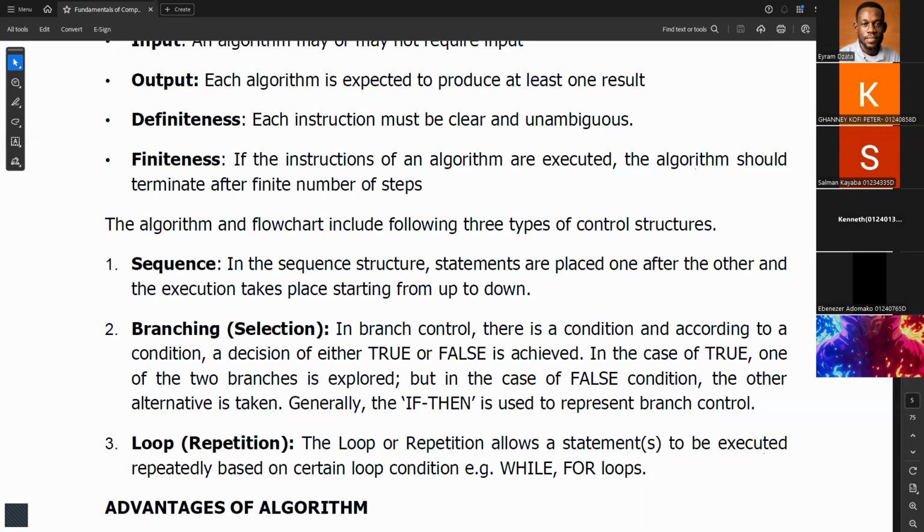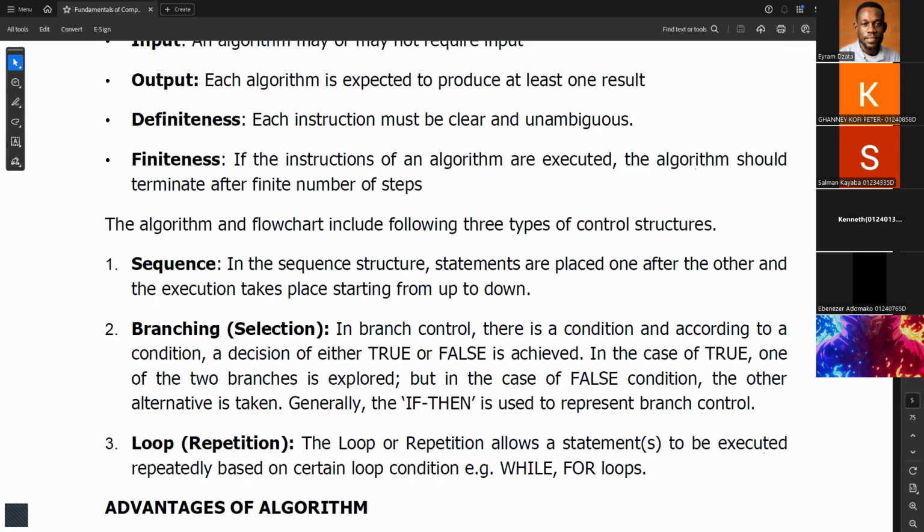Now, in case the decision is true, that means one of the two branches will be executed or explored. But in case that condition is false, then the alternative statement will be explored. So we call that the if-then, generally known as the if-then, used to represent this branching or branch control structure.